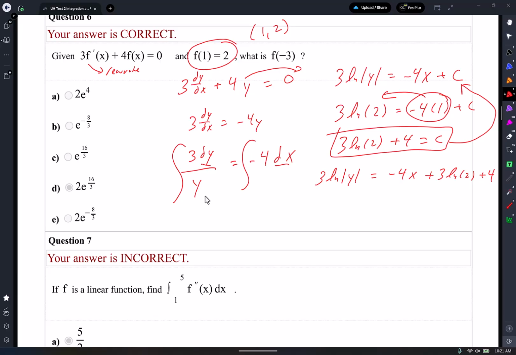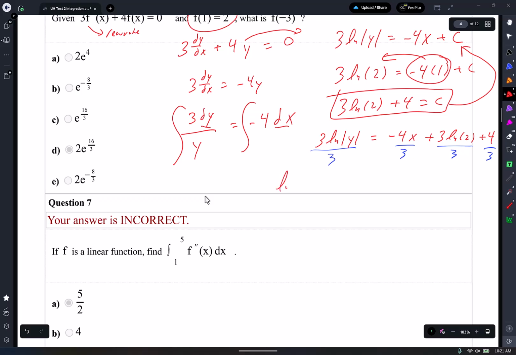We are done with calculus, guys. All it is now is algebra and arithmetic. So I'm trying to solve for y. Before I can do that, I've got to get rid of what's in front of the ln, the 3. So divide by 3, divide by 3, divide by 3, divide by 3. So here's what I have: ln absolute value of y equals negative 4/3 x plus, the 3's cancel out, ln of 2 plus 4/3.